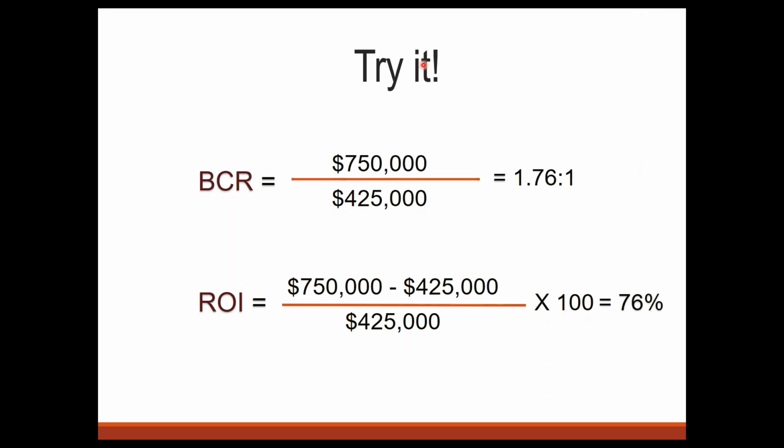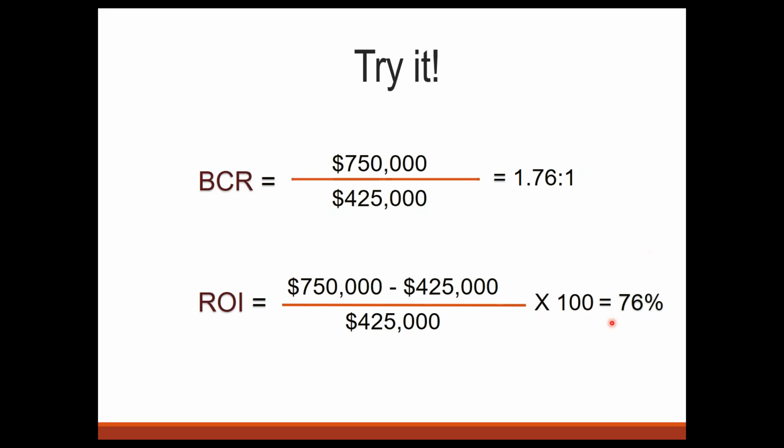Not difficult at all. So what this is telling you, so your benefit cost ratio is telling you for every $1 you invest, you get $1.76 back in gross benefits. So it's including the dollar. The ROI represents the net gain, the net benefits. And you multiply it by 100, and that's telling you that for every $1 you invest, you get the dollar back plus an additional 76 cents, which translates into a 76% ROI.